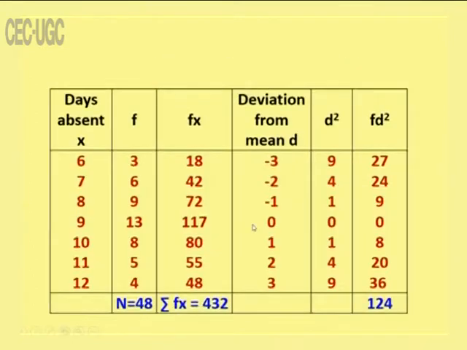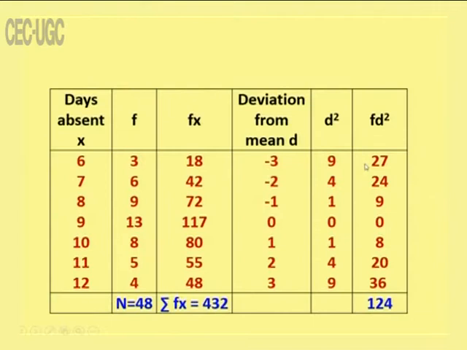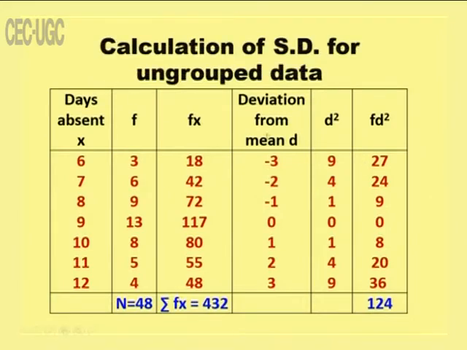Some data set is given, and first let us take an ungrouped data: the days absent and the number of students. So, the days absent 6, 7, 8, 9 and so forth, and in each case how many students? That means, 3 students were absent for 6 days, 6 students were absent for 7 days, and like that. So, it is an ungrouped data.